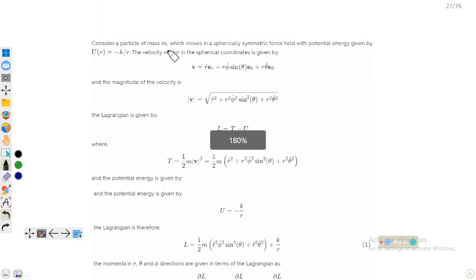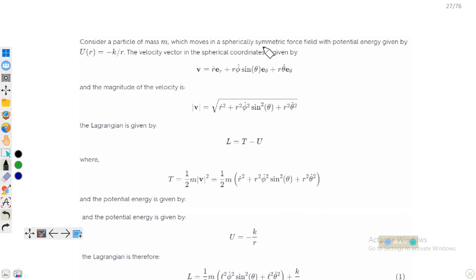First, consider a particle of mass m which moves in a spherically symmetric force field with potential energy given by U of r is equal to minus k over r. Because the particle is moving with spherical symmetry, we will have the velocity vector in spherical coordinates, which is equal to this. We already studied this in the previous classes. Then the modulus of velocity squared will be equal to r dot squared plus the second component squared plus the third component squared.